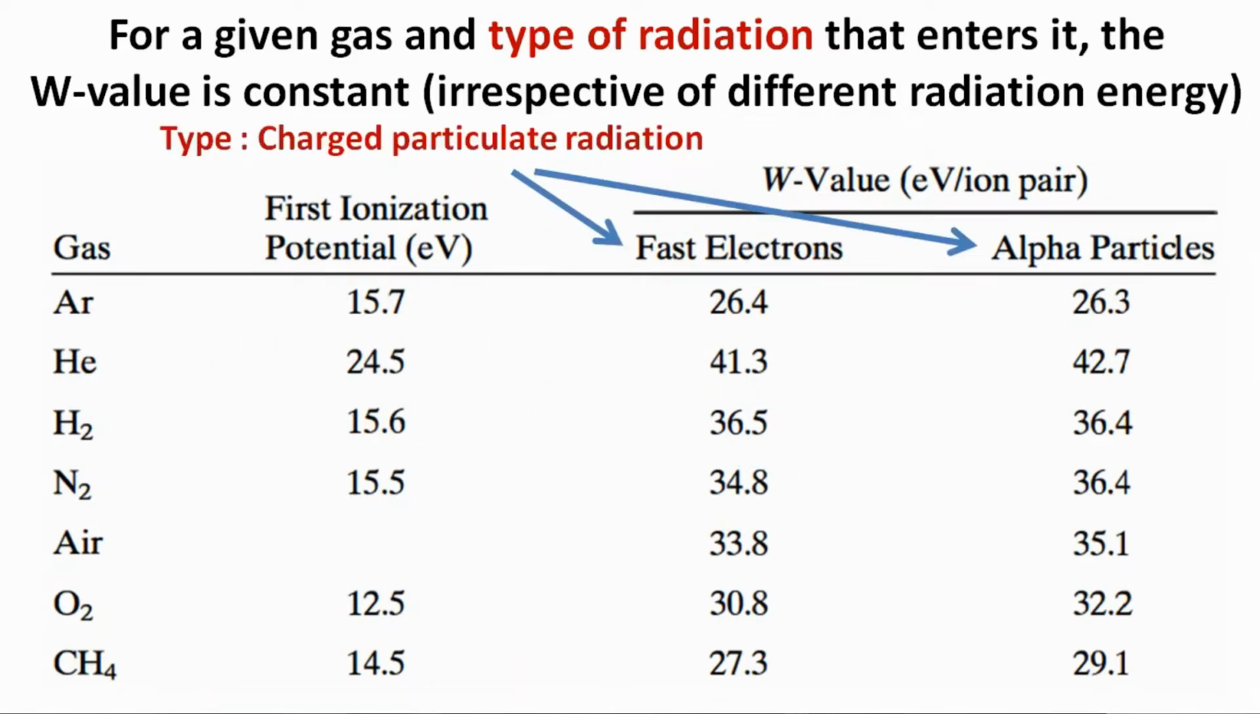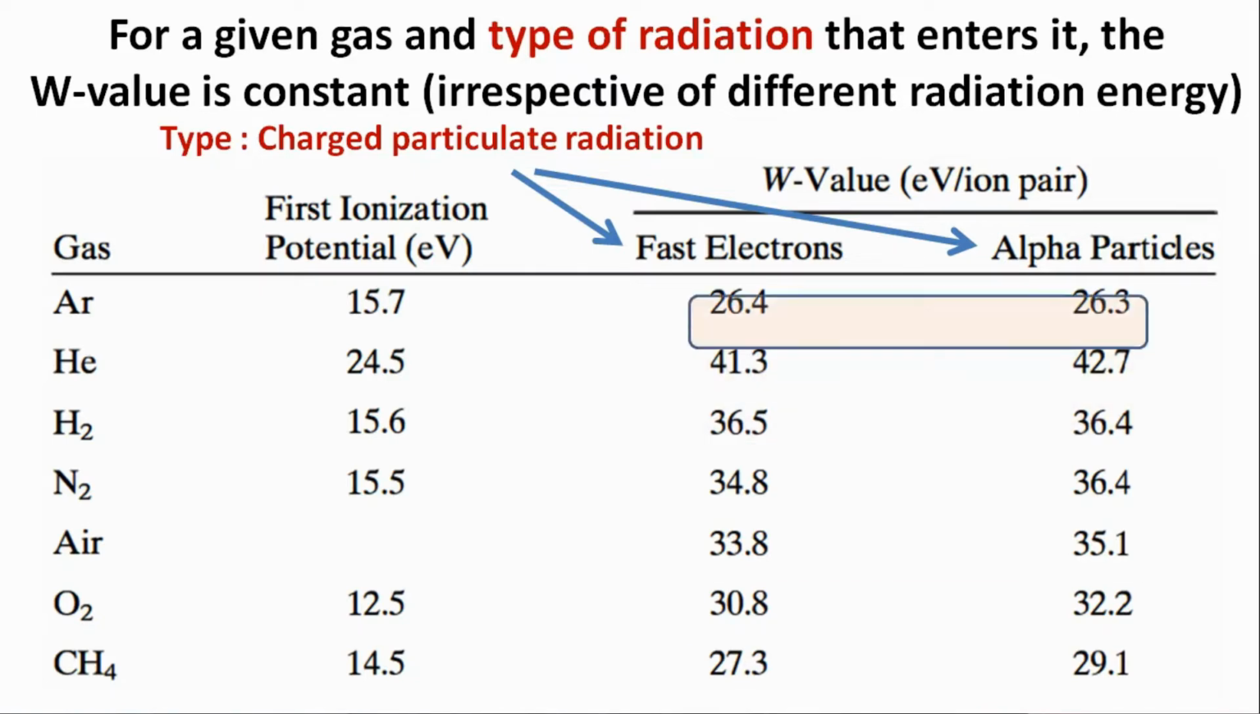So for a given gas and type of radiation that enters it, the W value is constant irrespective of different radiation energy. So you can see a table in which you have some gases, their first ionization potential and the W value if the incident radiation is fast electron and for the case when the incident radiation is alpha particles. So W value is given in electron volt per ion pair formed.